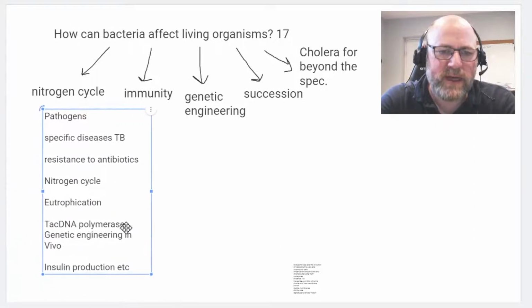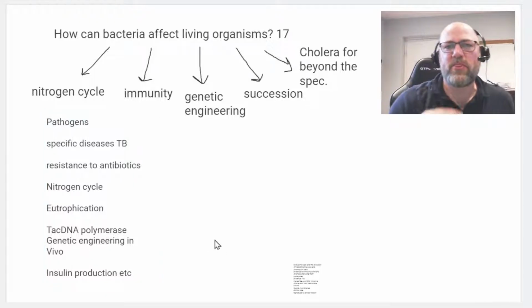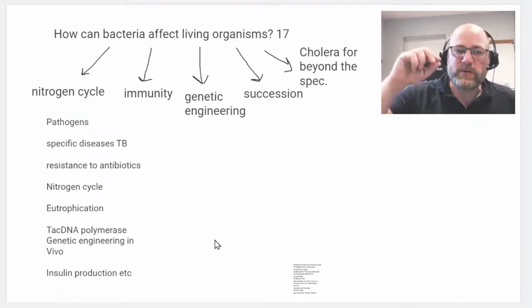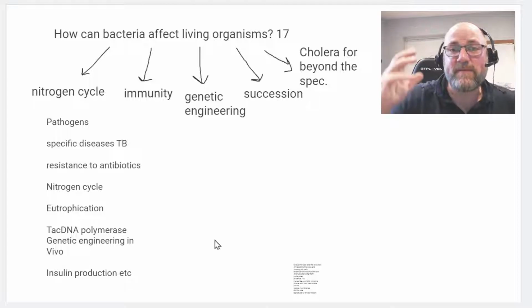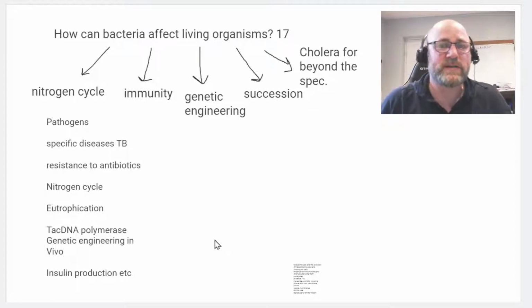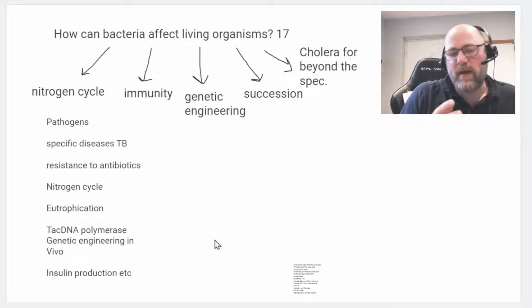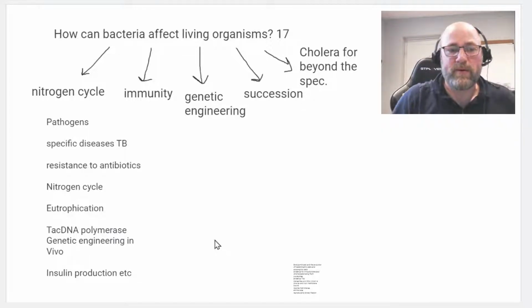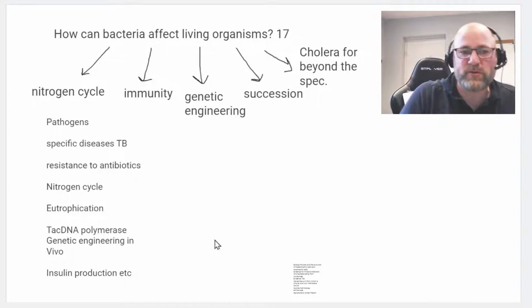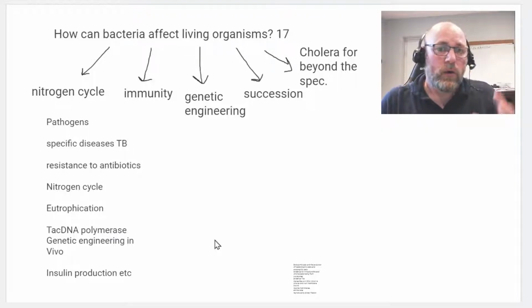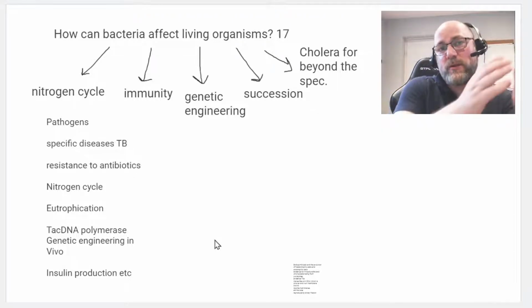Oh, there we go. Taq DNA polymerase. You know, the thermophilic bacteria whose DNA can survive like 95 or 97 degrees of temperature without denaturing. They're really useful in DNA polymerase. So you could talk about that. Insulin production. Eutrophication. What role do bacteria play in eutrophication?